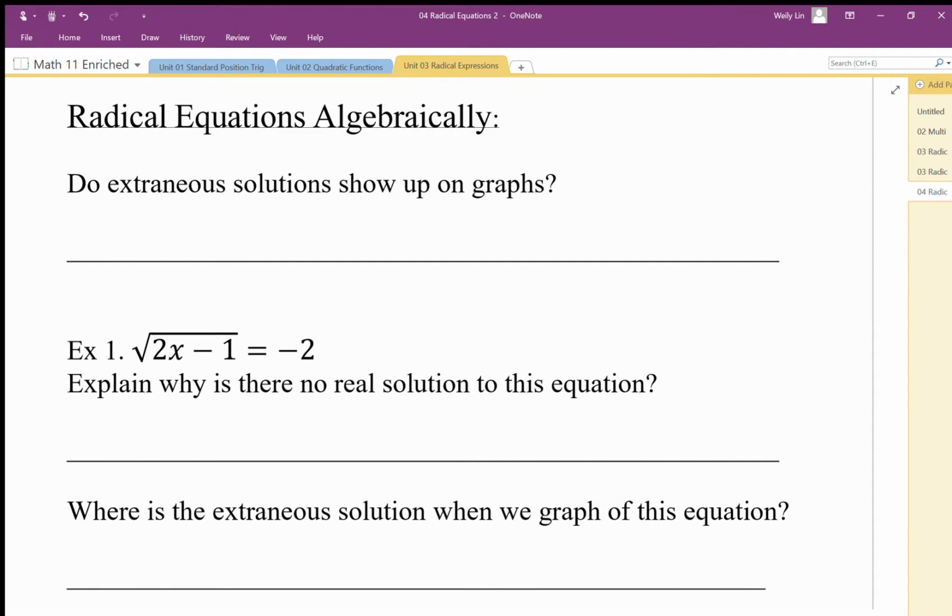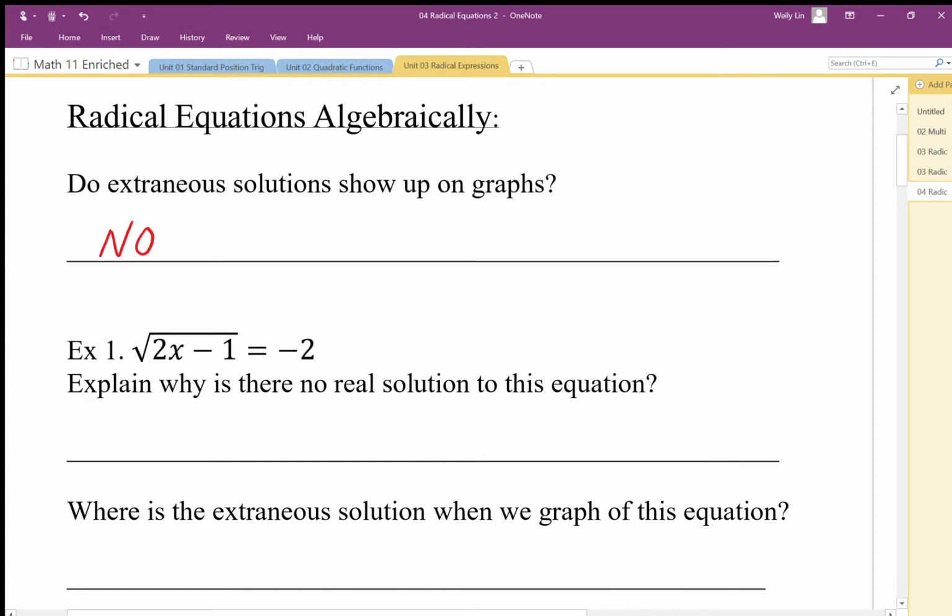So, radical equations. Do extraneous solutions show up on graphs? Just a reminder of what an extraneous solution is. An extraneous solution is a solution that we can find algebraically that doesn't actually exist. It doesn't actually work when you plug it back into the equation. So do extraneous solutions show up on graphs? The answer would be no. Extraneous solutions do not show up on graphs.